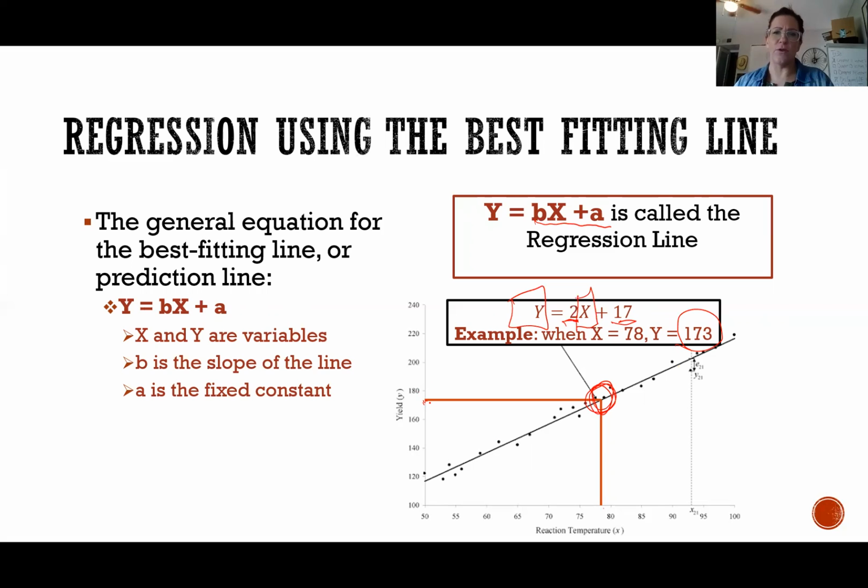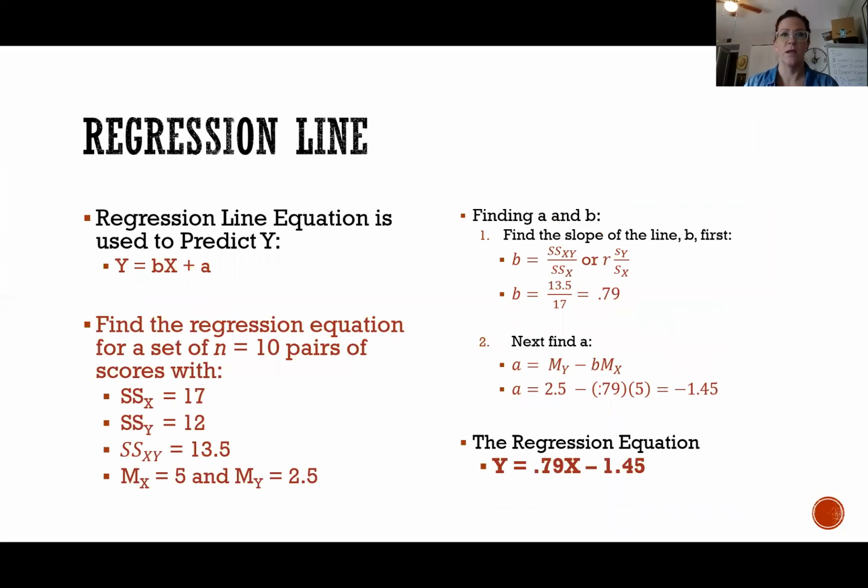Even though there's not an actual data point exactly at 78 in the real data, it doesn't matter. If we have this regression line, we can plug in any number for x, solve for y, and find out what that predicted y would be. That's the best feature of a regression equation.